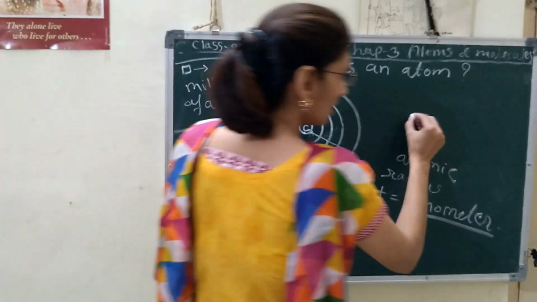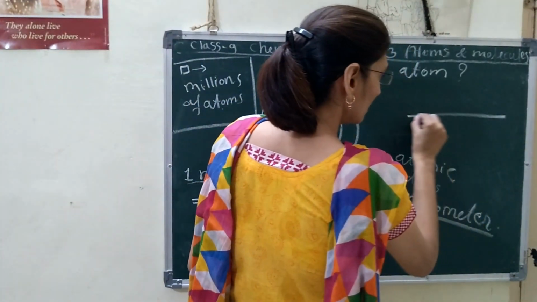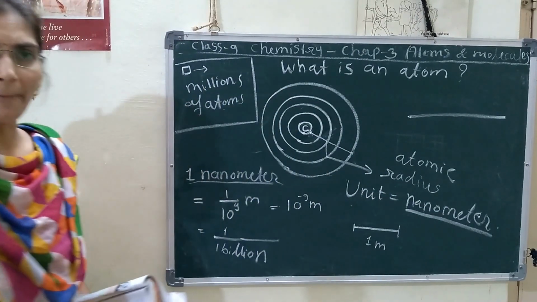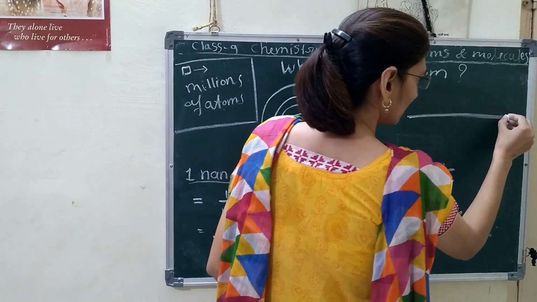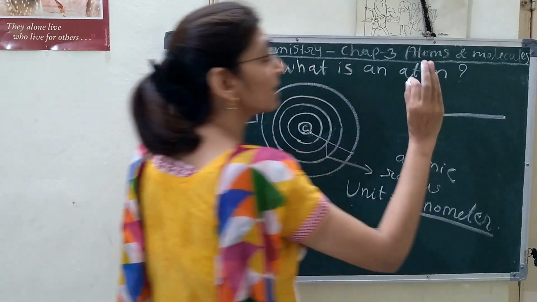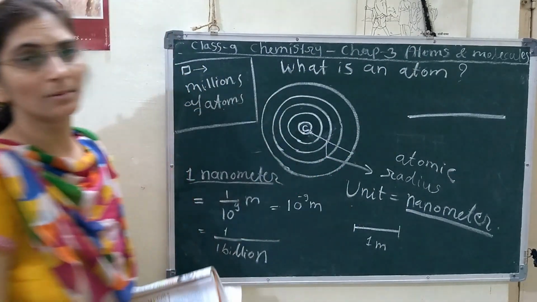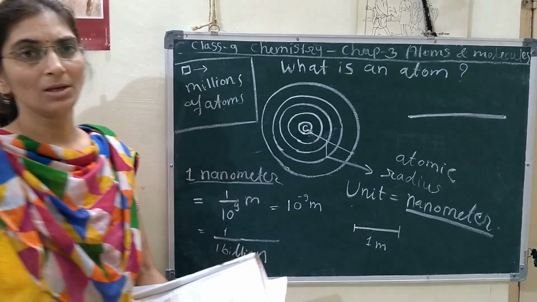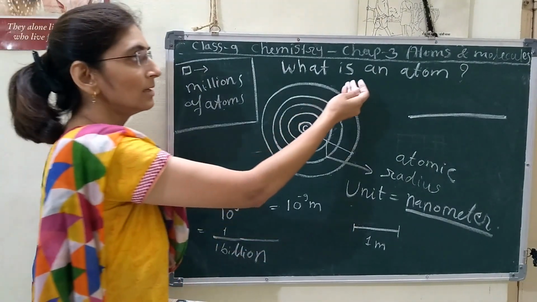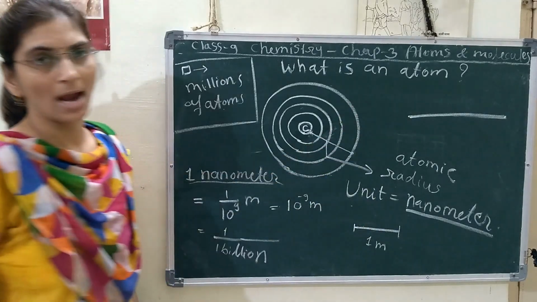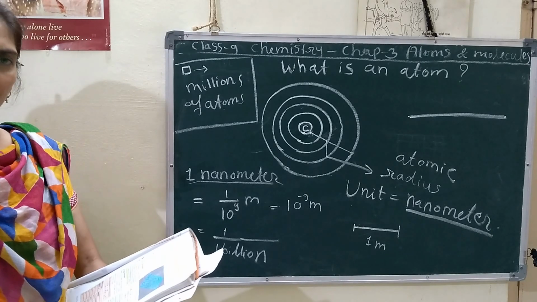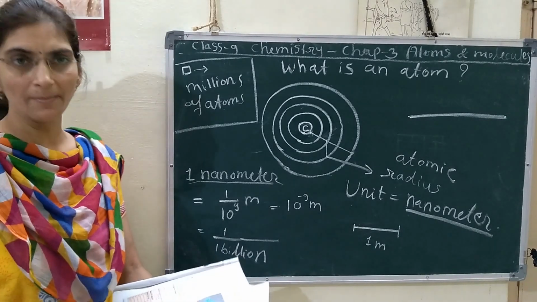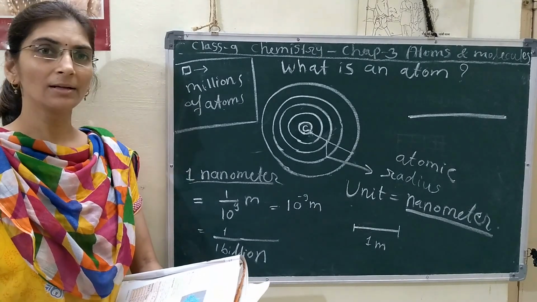If we take a sheet as thin as a paper, this paper-like thin sheet has millions and millions of atoms binding together. So, here we have seen this topic, what is an atom and what is the unit. Then we will see in our next topic the symbols of atoms. Thank you.